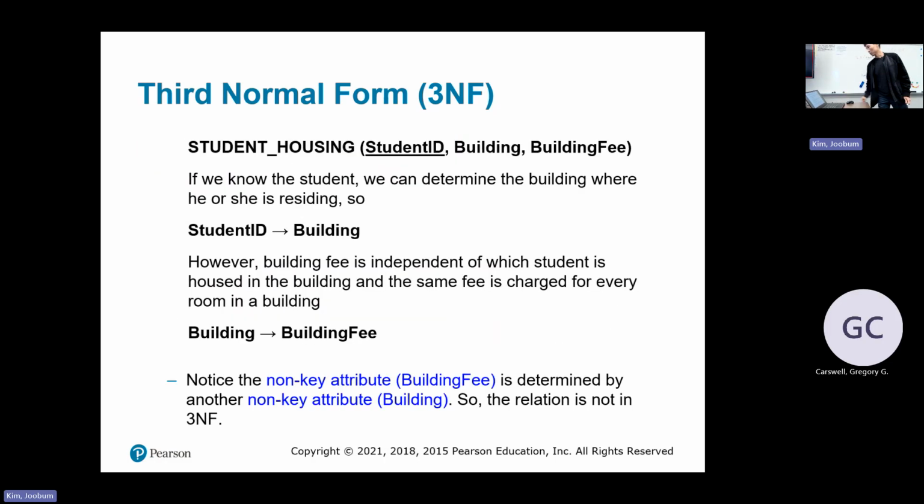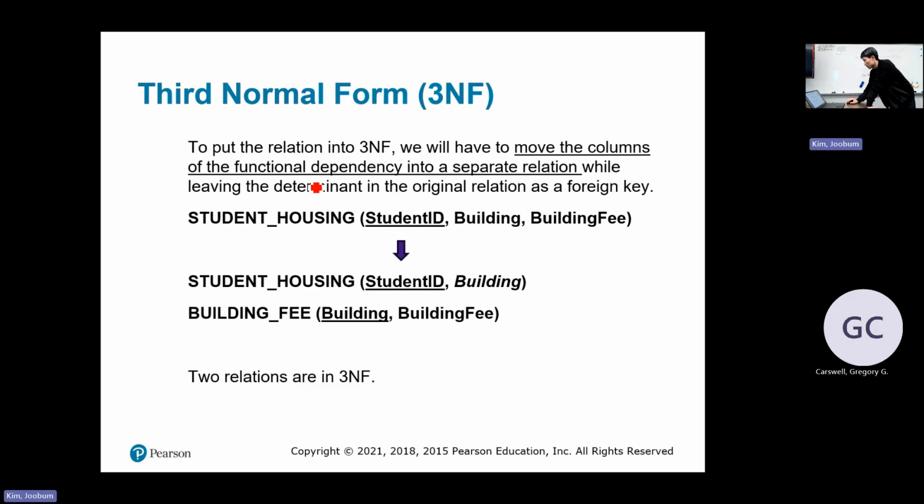So how do we modify the relation? First of all, we move the columns of the functional dependency: building and building fee, between non-key attributes. That becomes a new relation. And then in the original relation, student housing, we just leave student ID and building, used as a foreign key. So that's essentially what we did.